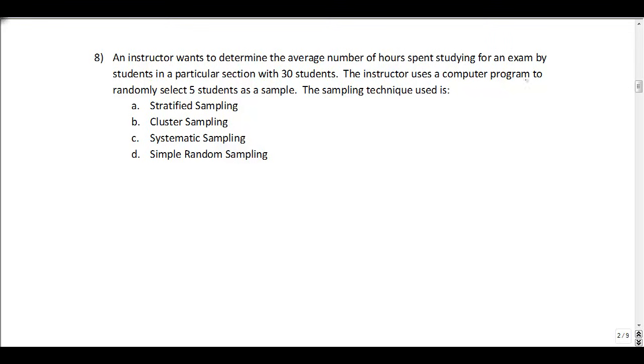And when you use a computer program to randomly select, the idea here is this is probably a simple random sample. So we're doing simple random sampling. We could really label the students from 1 to 30 and pick 5 random numbers from 1 to 30, and that would give us a simple random sample. It's very feasible here, so we're going to assume that's what we're doing.